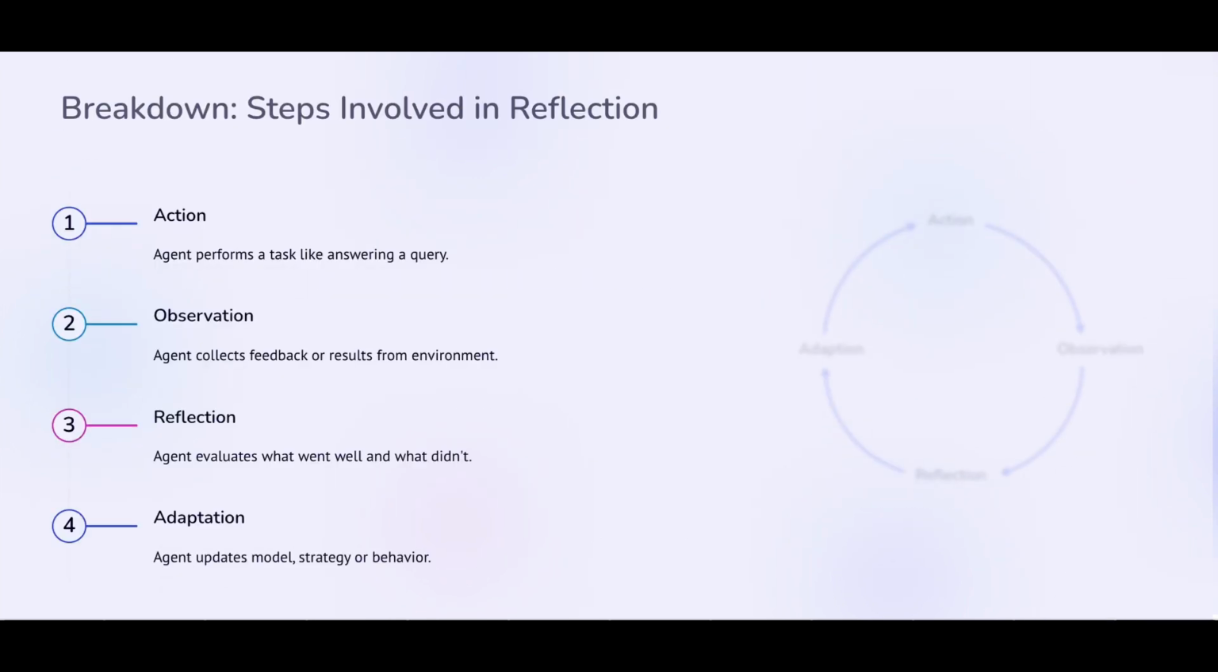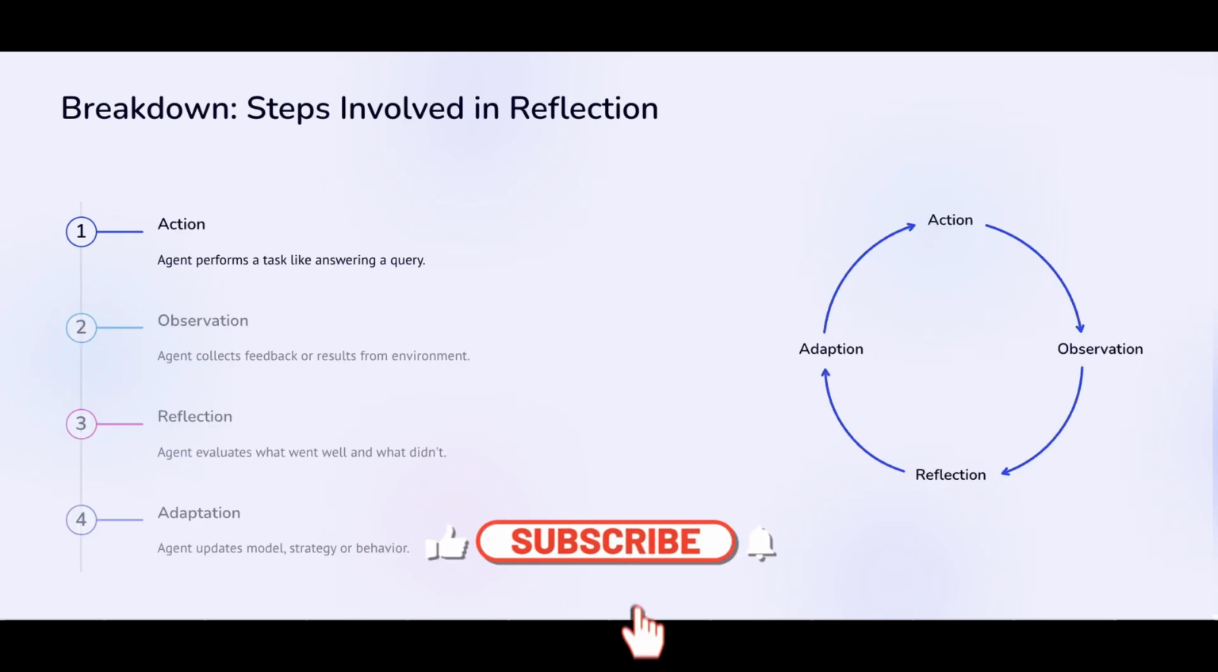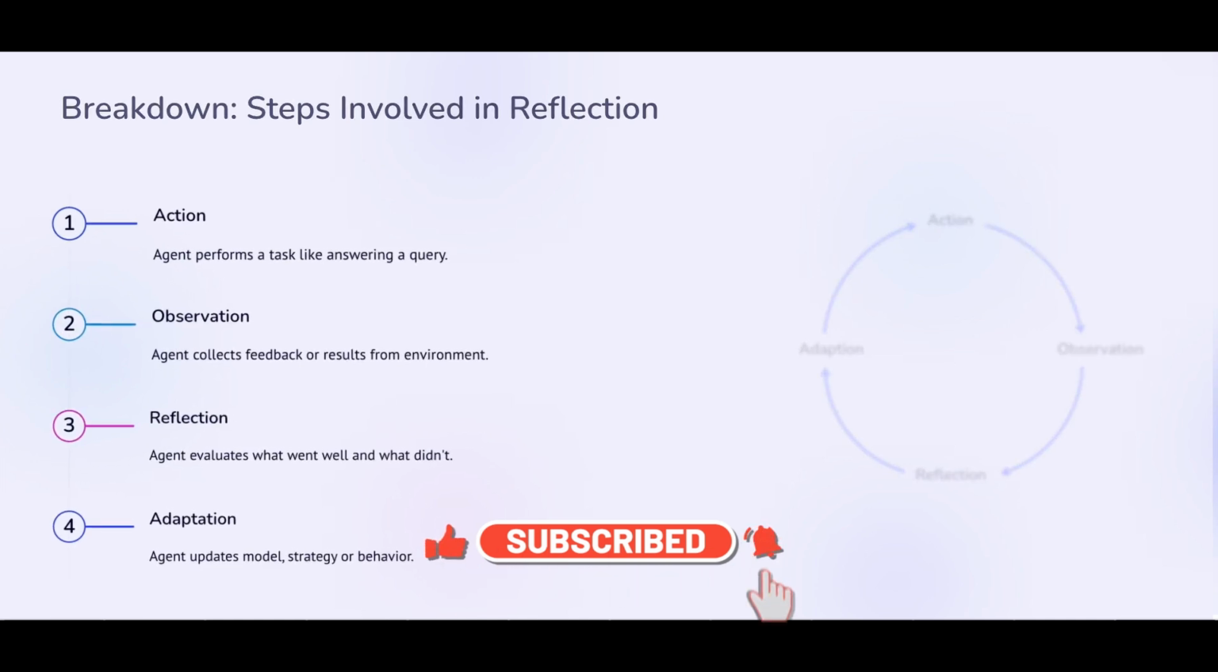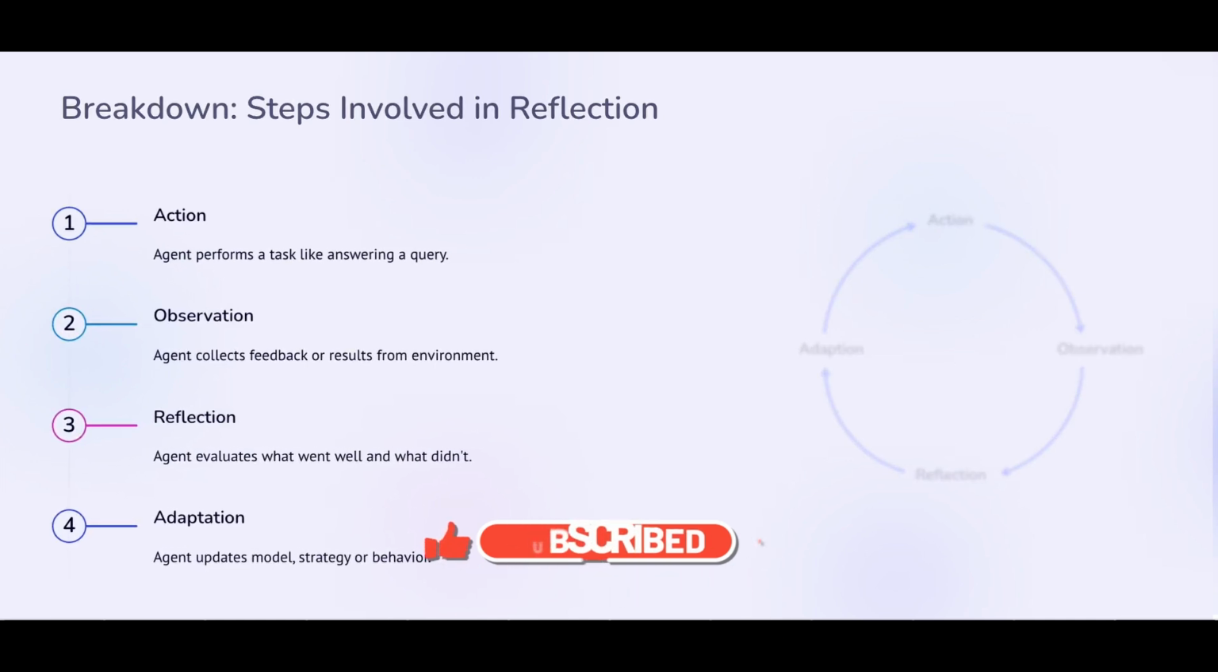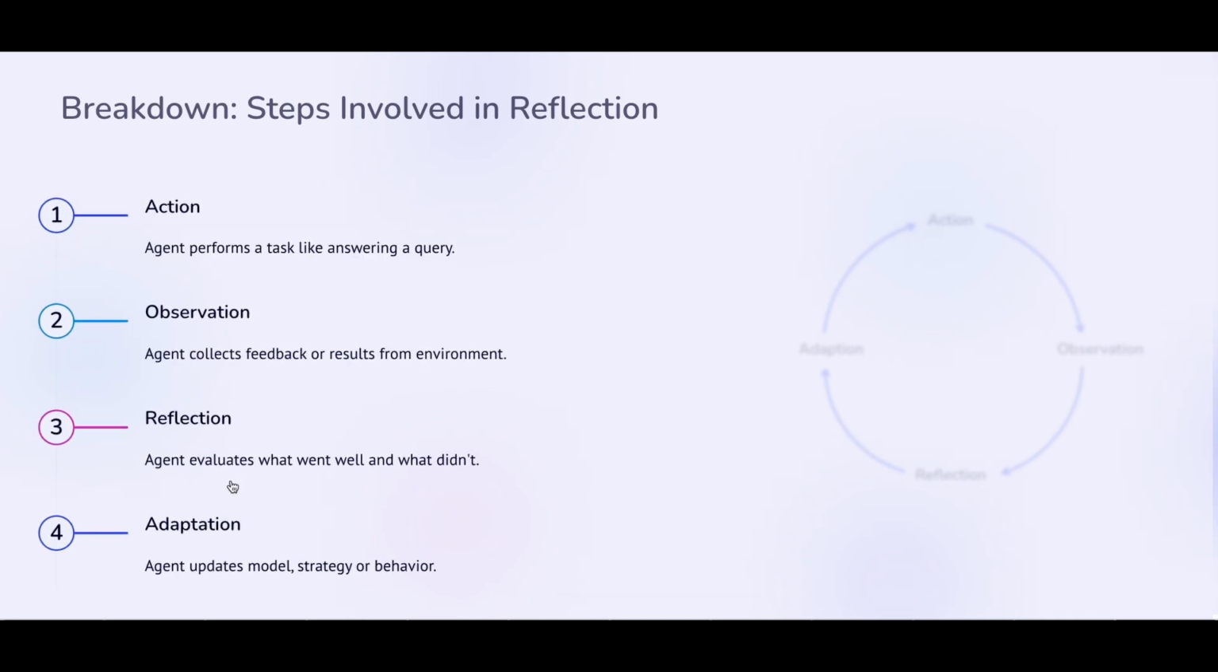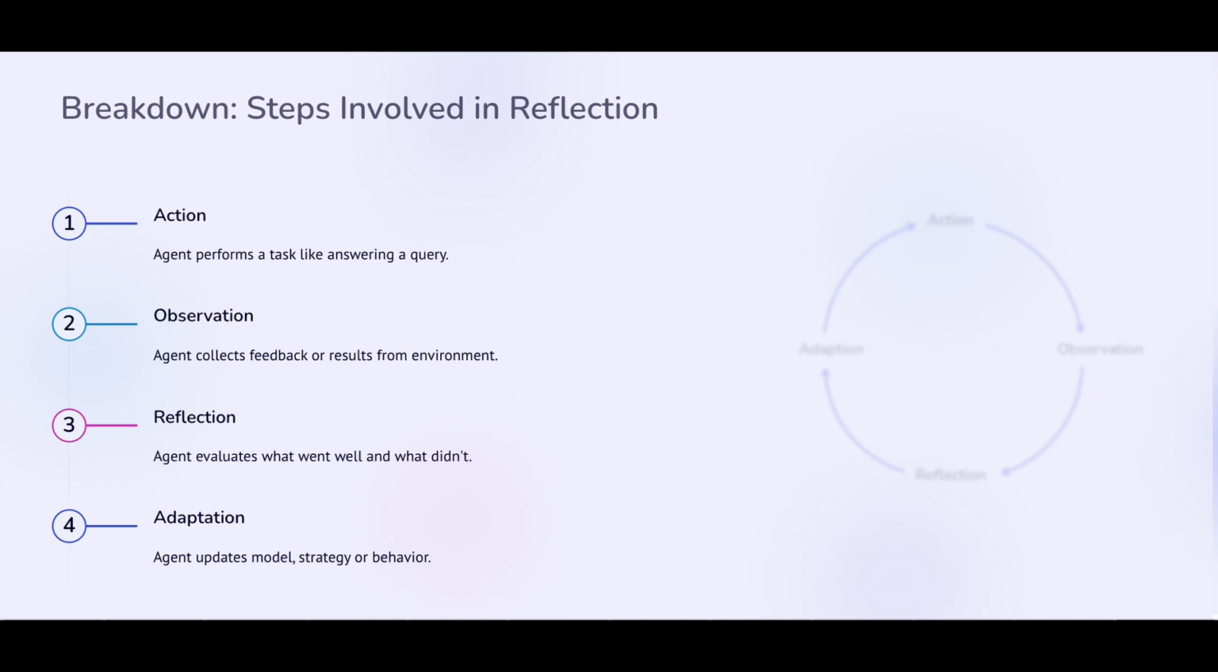Alright, so let's break this down into four simple steps to help you understand how to use reflection in your agents. Step 1, action. This is where the agent performs the task, like answering a query or scraping data. Step 2 is observation. Once the task is complete, the agent collects feedback or results from its environment. This could be feedback from a user or data about how well it performed. Step 3 is reflection. Here is where the magic happens. The agent evaluates what went well, what didn't go as planned, and why. It's essentially critiquing itself.